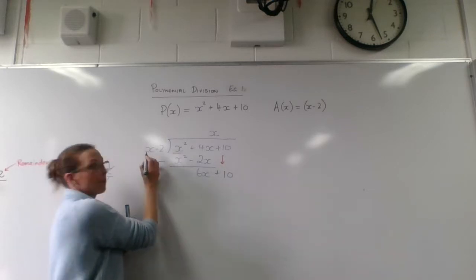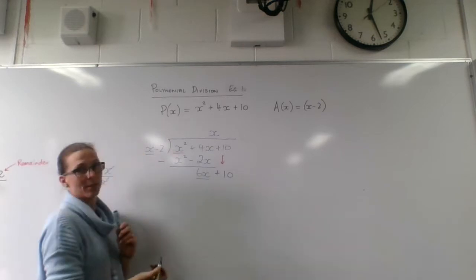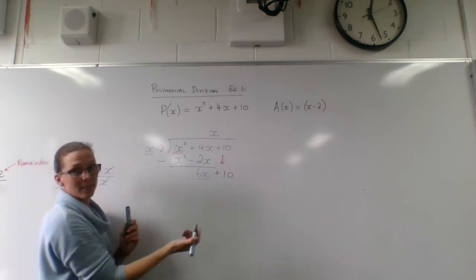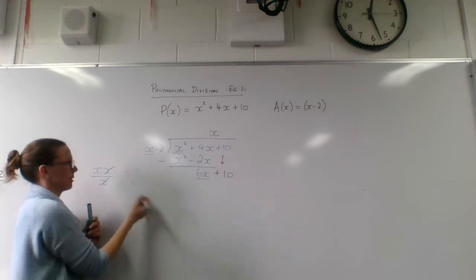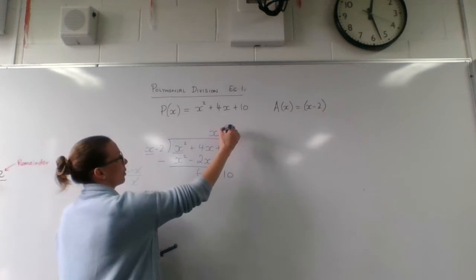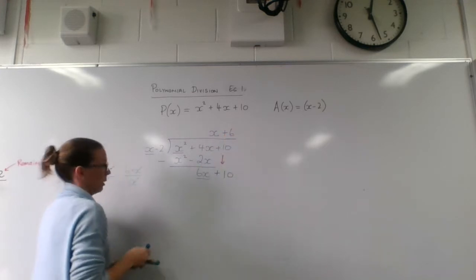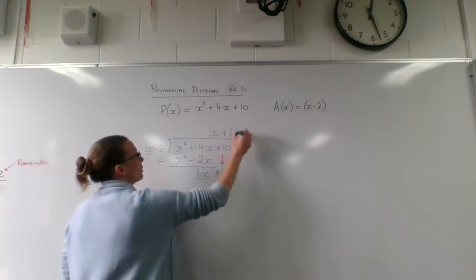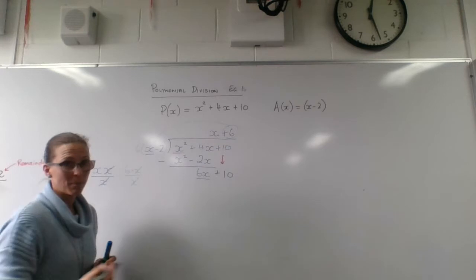Thank you. So I'm taking that first term and now I'm thinking about how many times it goes into this first term. So x into 6x, or you might think of it as 6 times x over x and find the result. And the result is 6. My answer goes up the top above the other constant. I then take that result, multiply it by the divisor. I'm thinking that in my head.